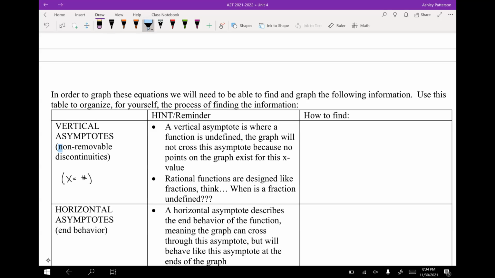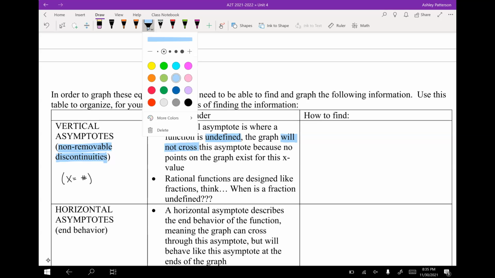These are referred to as non-removable discontinuities. Discontinuity is where the function doesn't exist. It's discontinuous. It doesn't exist there. Non-removable means that the function will never, ever exist there. And why? Because the vertical asymptote is where a function is undefined. Okay, the graph will not cross this asymptote, and that's because the function is undefined there.